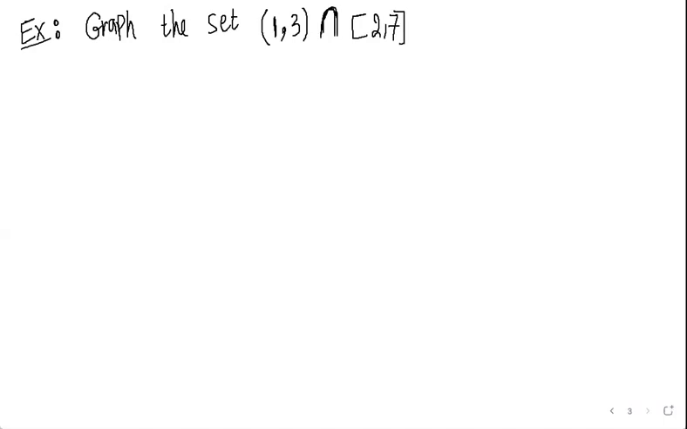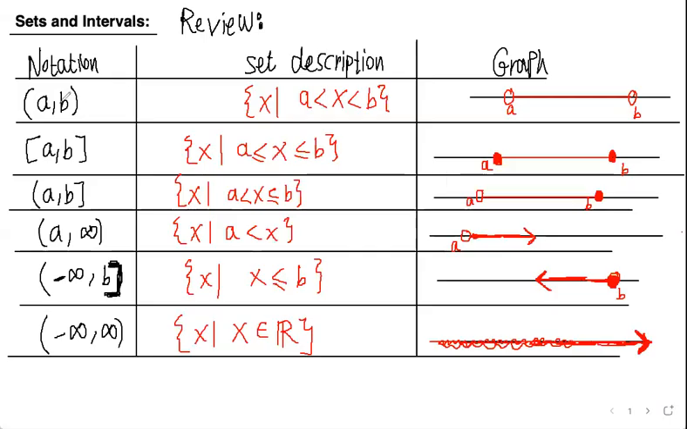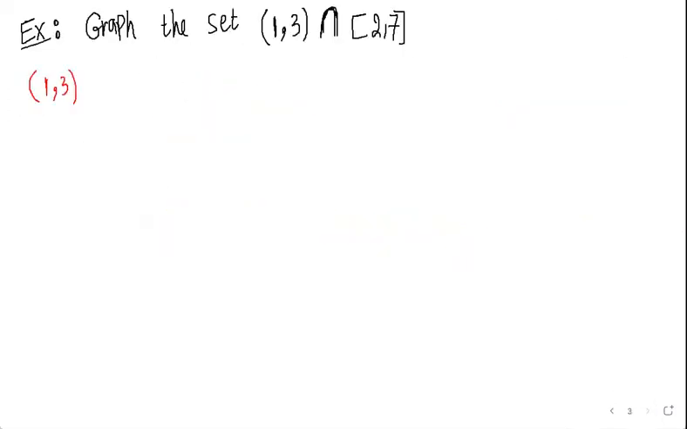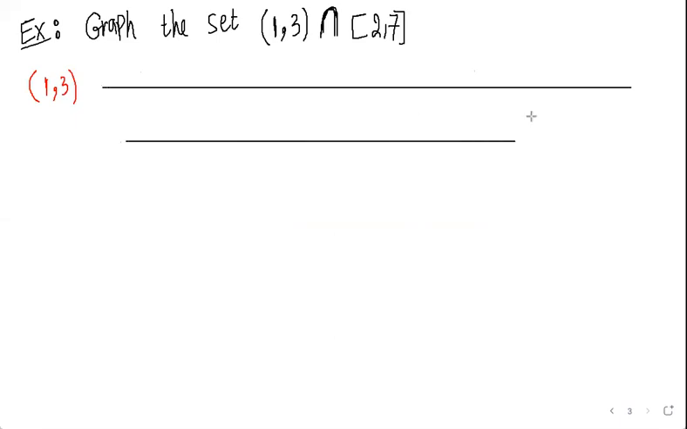Okay, I'm going to do this one step by step. First, you have to graph this interval from 1 to 3. So write it down: 1, 3, the open interval. As we know from the previous slide, the graph for the open interval from A to B looks something like this. We need the graph for this interval, and we need the graph for the second interval, and we need the graph for the result.